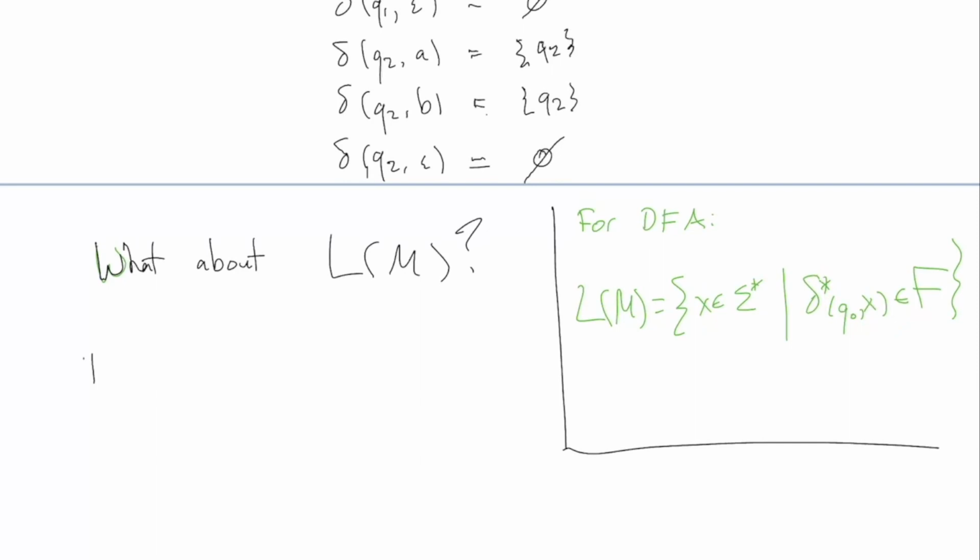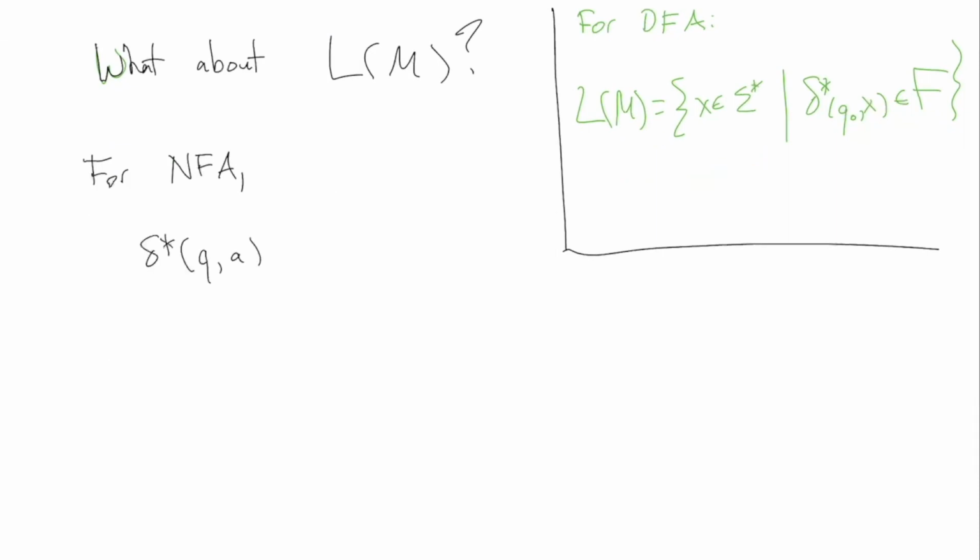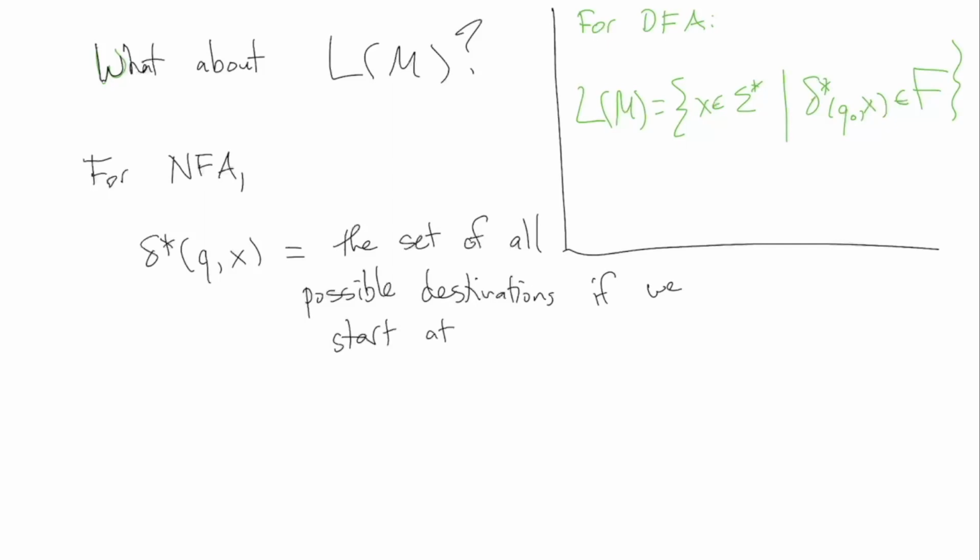So in the case of NFAs, if I do something like delta star of Q comma X, this means starting from state Q, where do you end up if you read the string X? So this is the same thing from a DFA, the only difference is you have to keep in mind that you may end up more than one place. When you read a string in an NFA, it can end up in several different possible finishing states. So this is defined to be the set of all possible destinations if we start at Q and read the string X. All right?